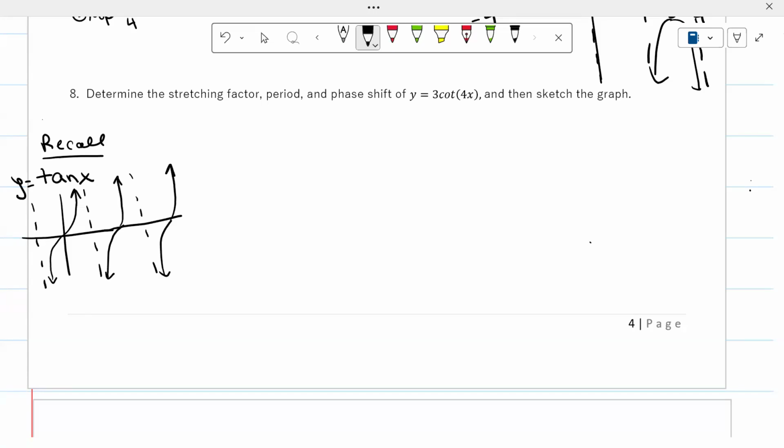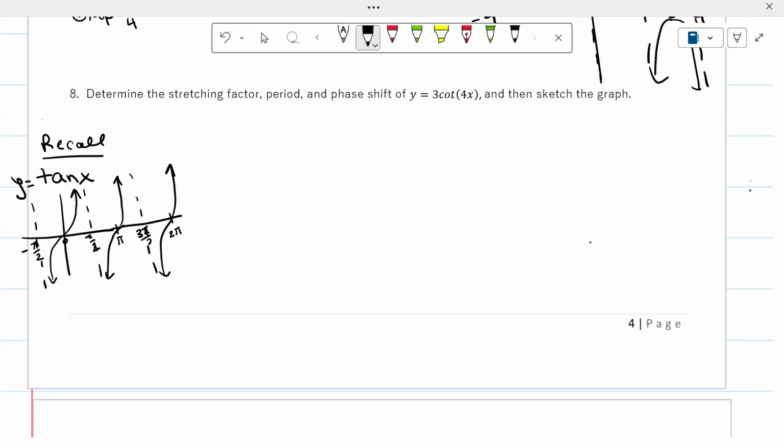Tangent, remember, if you're looking at your unit circle, tangent is y over x. So this is 0, which would produce a 0. The tangent of pi over 2 is undefined. The tangent of pi is 0. The tangent of 3 pi over 2 is undefined. The tangent of 2 pi is 0. And then similarly in the opposite direction, and tangent is an odd function, so this is negative pi over 2, and obviously the pattern repeats that way.